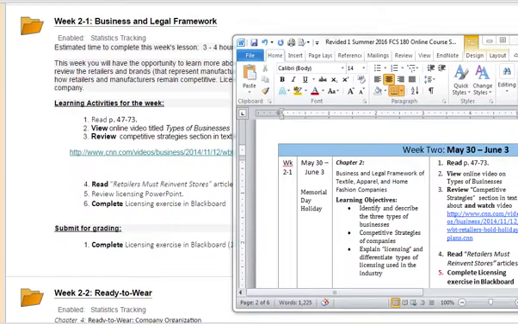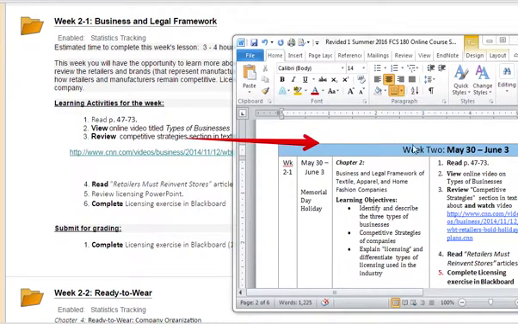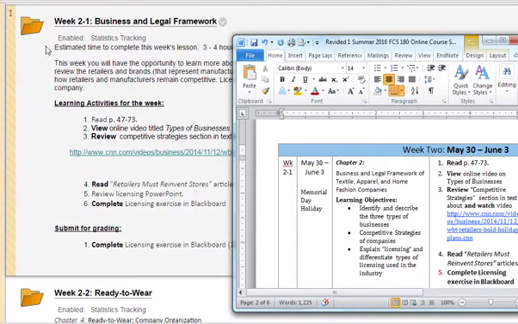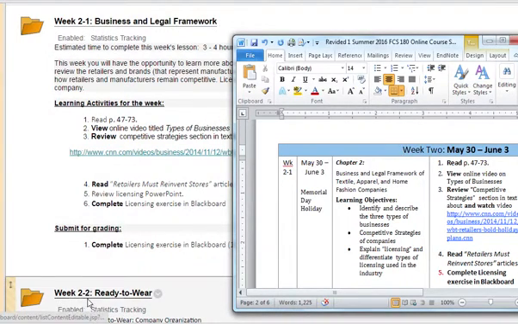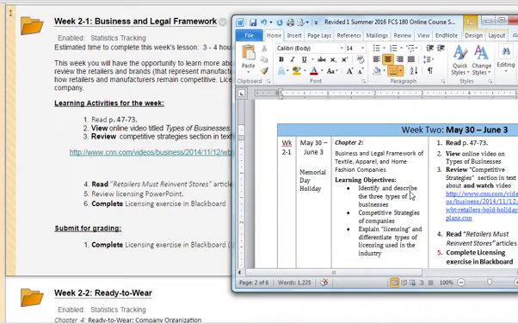Devonna Dixon, and I just want to take an opportunity to share with you the relationship between your course schedule, which is featured here, for the semester. And in the course schedule, it corresponds with your lessons and materials, which is in Blackboard, so that is represented here. On this side of the screen, week 2-1, Business and Legal Framework, and also week 2-2, Ready to Wear. So I just wanted to take an opportunity, as I said, to explain the relationship between the two so that you would know how they correspond.